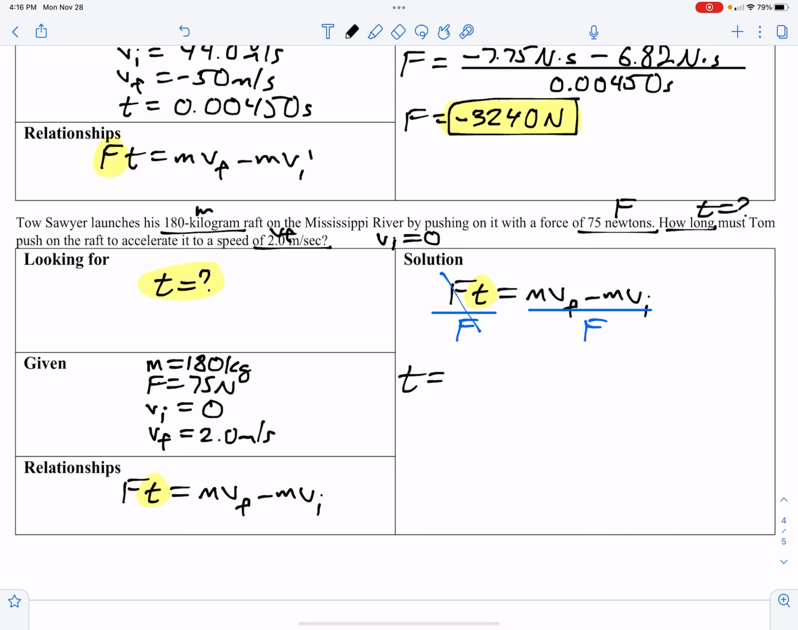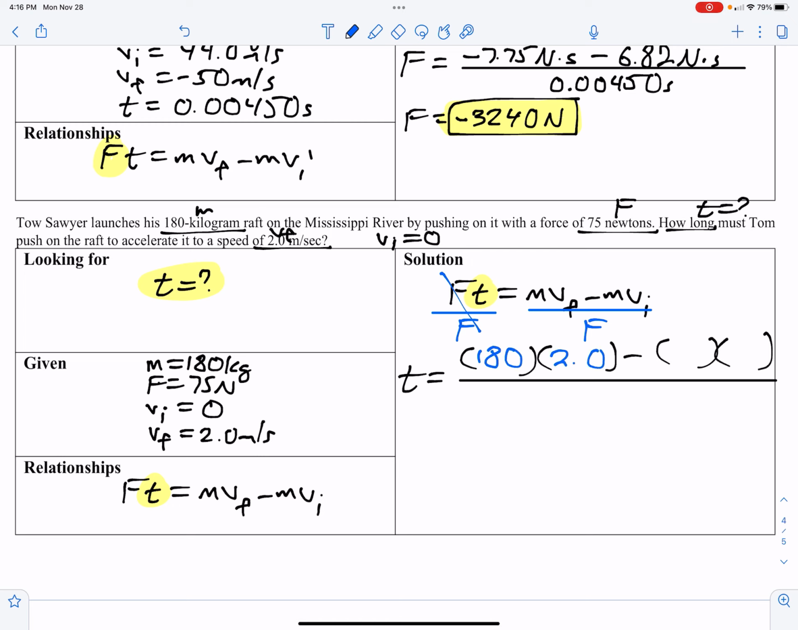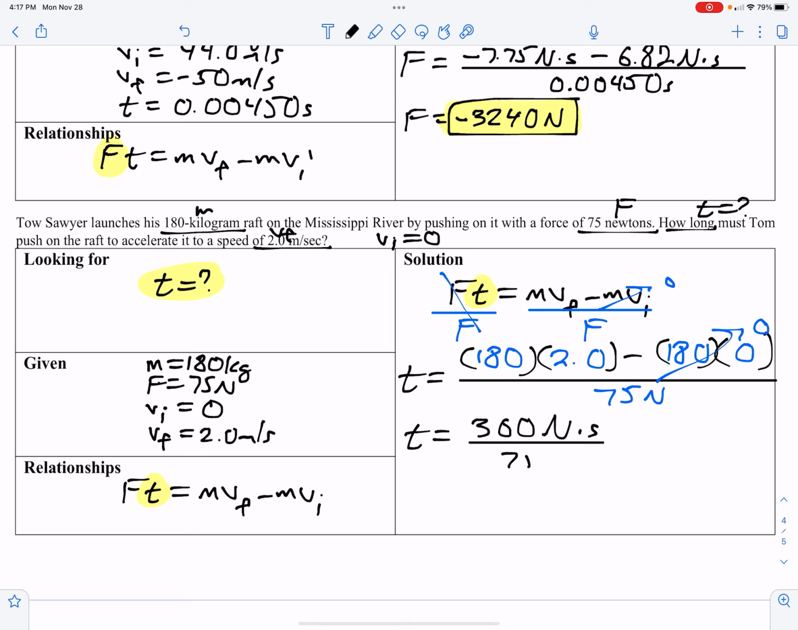And substitute. Mass times velocity minus mass times velocity divided by force. Let's go ahead and plug in. Mass is 180 times the final velocity, 2, minus mass times velocity, 180 times 0. So that whole part comes to 0, which is nice. Divided by force, just 75 newtons. Now, what this gives us is time is equal to 360 newton seconds divided by 75 newtons, and that gives you about almost 5 seconds. It takes them almost 5 seconds to push it from rest to 2 meters per second.